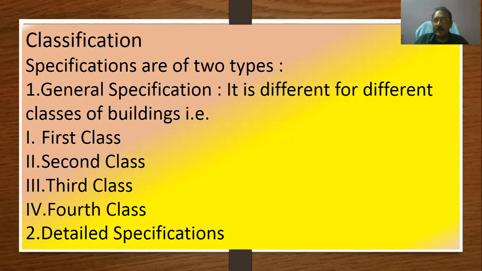Just like LIG building, MIG building, HIG building. That is, high income group building, MIG, middle income group building. Like that, there are different types of buildings. So these are general specifications. Then we will have detailed specification. So there are two types of specifications.